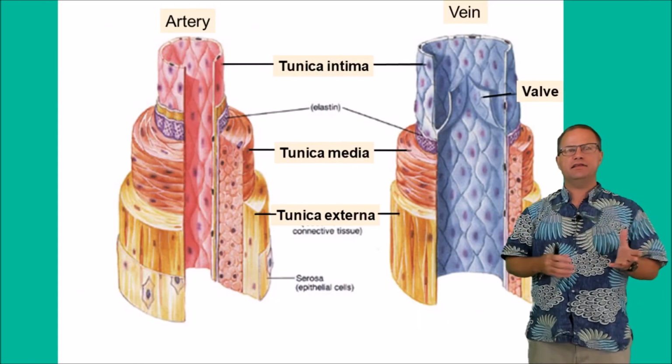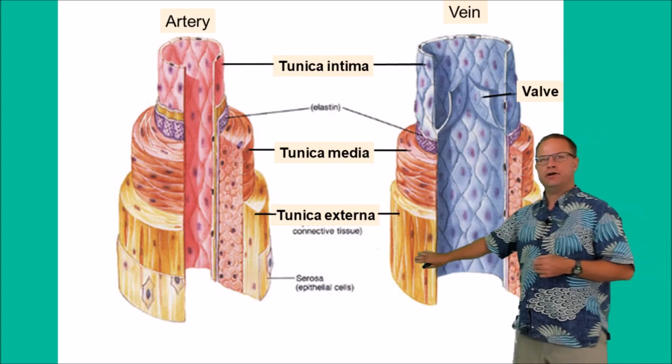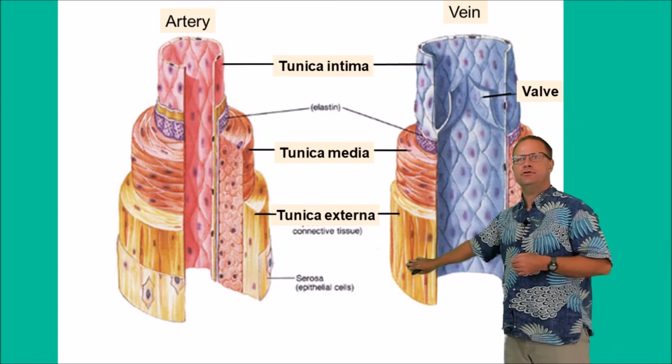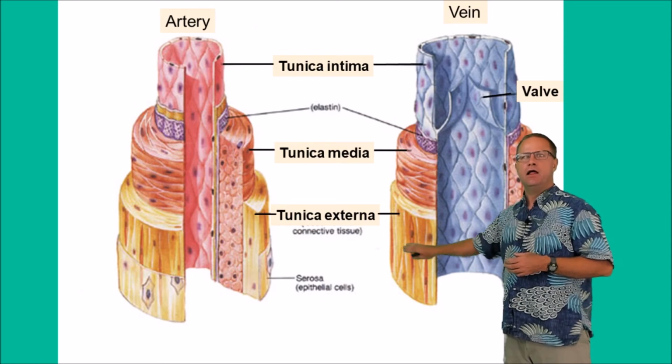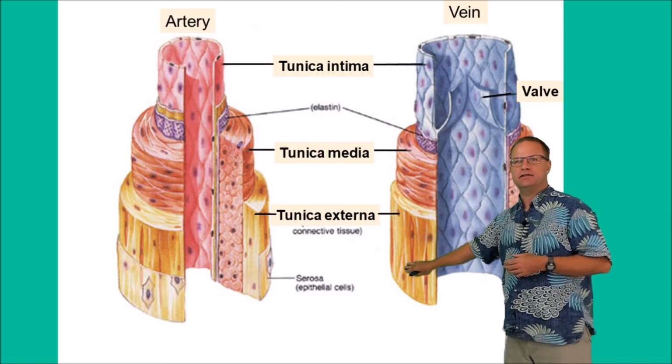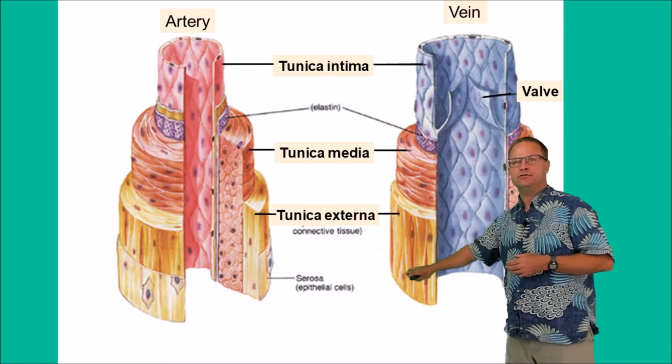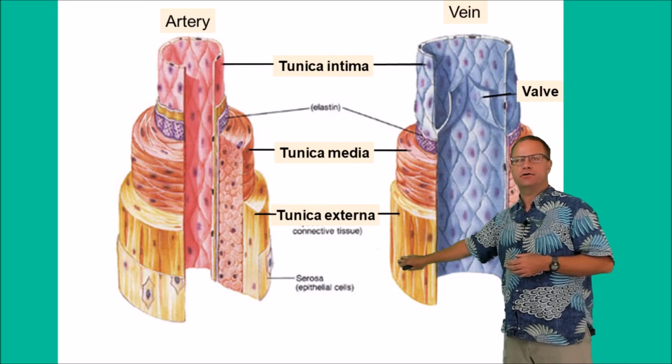Okay, now let's talk about the layers of a vein. Just like an artery, a vein has a tunica externa, a tunica media, and a tunica intima. The tunica externa of our vein here is a lot thinner, but it's still made of connective tissue. It can be thinner because, remember, veins are under low pressure.